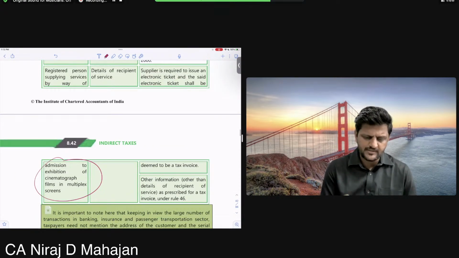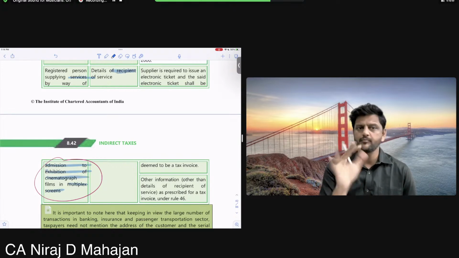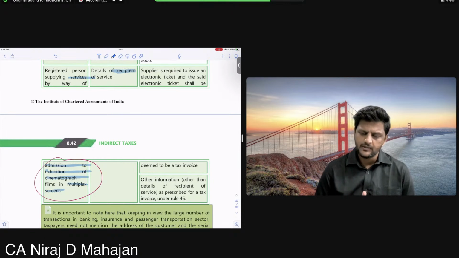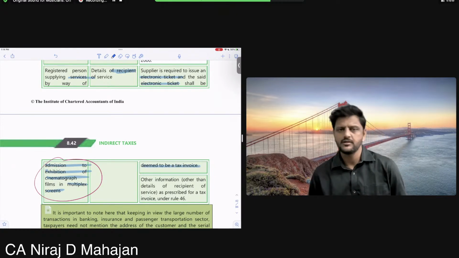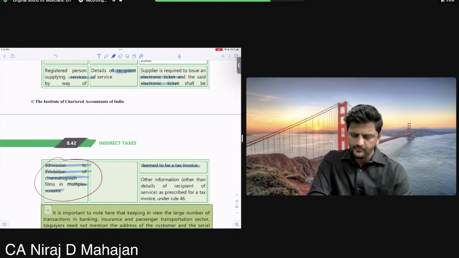And the person supplying services by way of admission or exhibition of cinematographic films on multiplex screens. Details of recipient, bachcho, not required. And the supplier is required to issue an electronic ticket, and the said electronic ticket shall be deemed to be a tax invoice. So even an electronic ticket, bachcho, is deemed as a tax invoice. And other information also you can put. Okay.